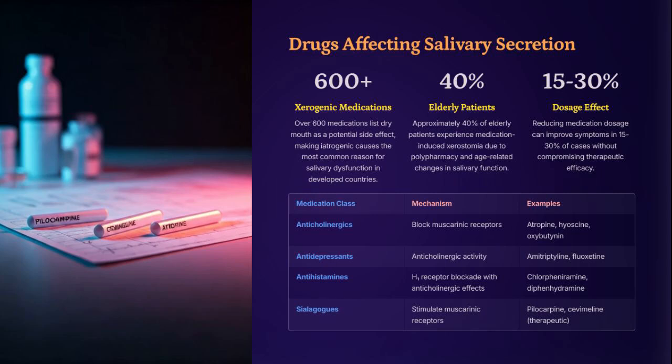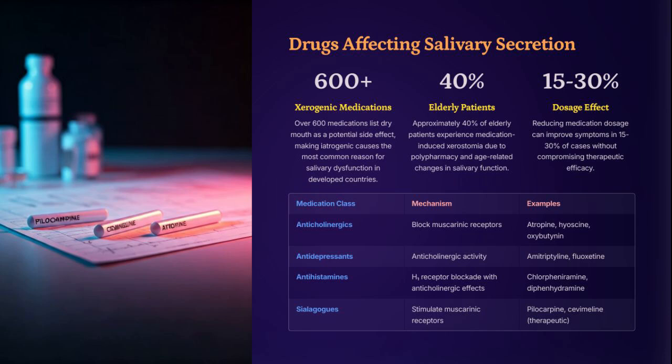Now let's talk about how medications can affect your salivary glands, because many drugs, even common ones, can reduce saliva flow. In fact, over 600 different medications are known to cause xerostomia, or dry mouth. This is especially common in the elderly, since they often take multiple medications, a situation known as polypharmacy. The most common culprits are anticholinergic drugs, which block the action of acetylcholine on the salivary glands. This includes medications like atropine, hyoscine, and even some bladder relaxants.